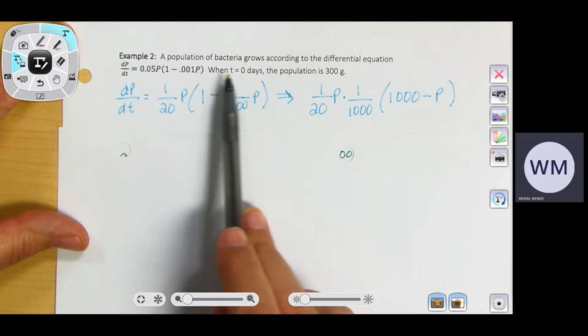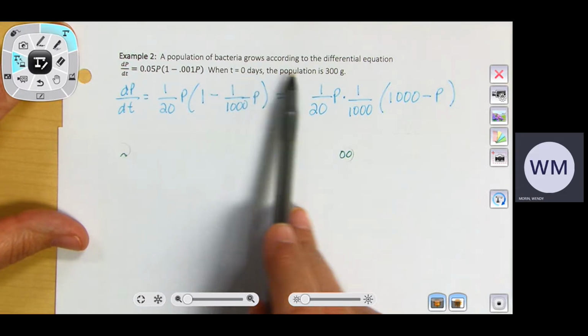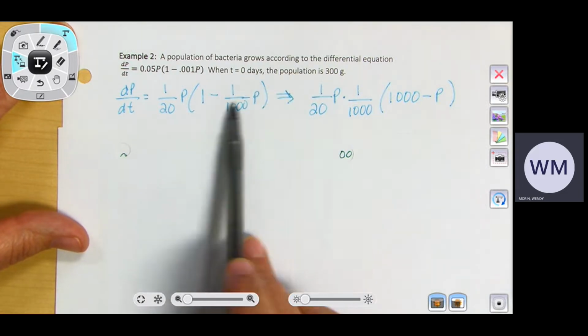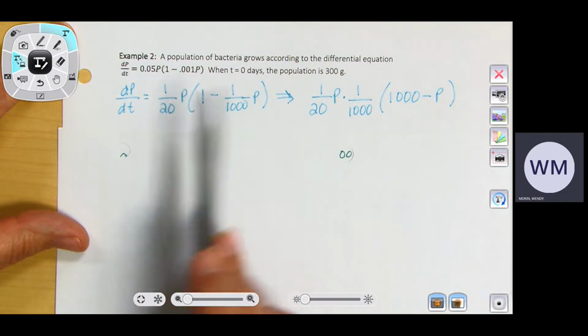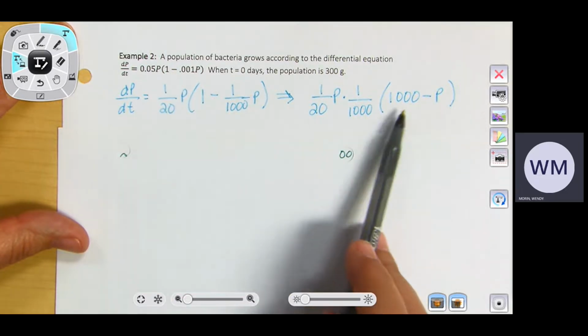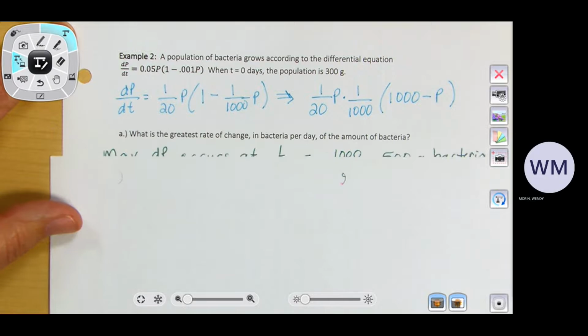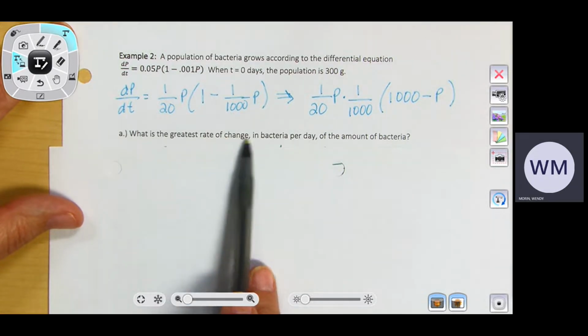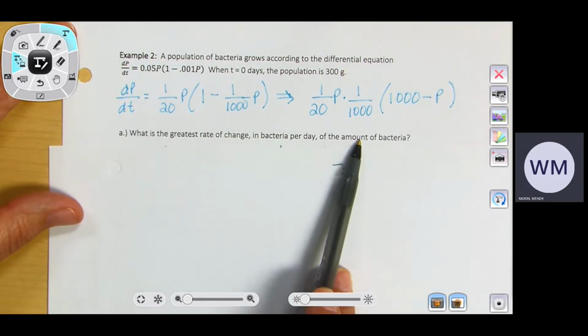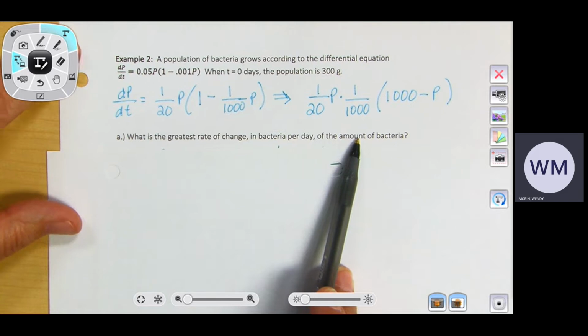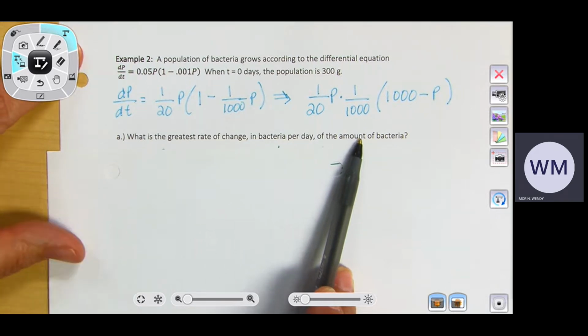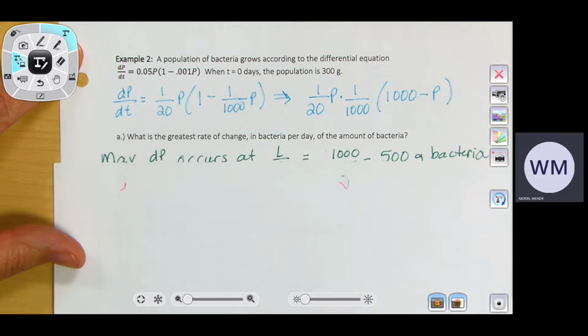It says when t equals 0 days, the population is 3,000 grams. So I just rearranged the equation. Actually, it's not my answer. It's just my equation written the way I need to write it. What is the greatest rate of change in bacteria per day? Think about what I said. Greatest rate of change happens halfway to your carrying capacity. Well, what is your carrying capacity?